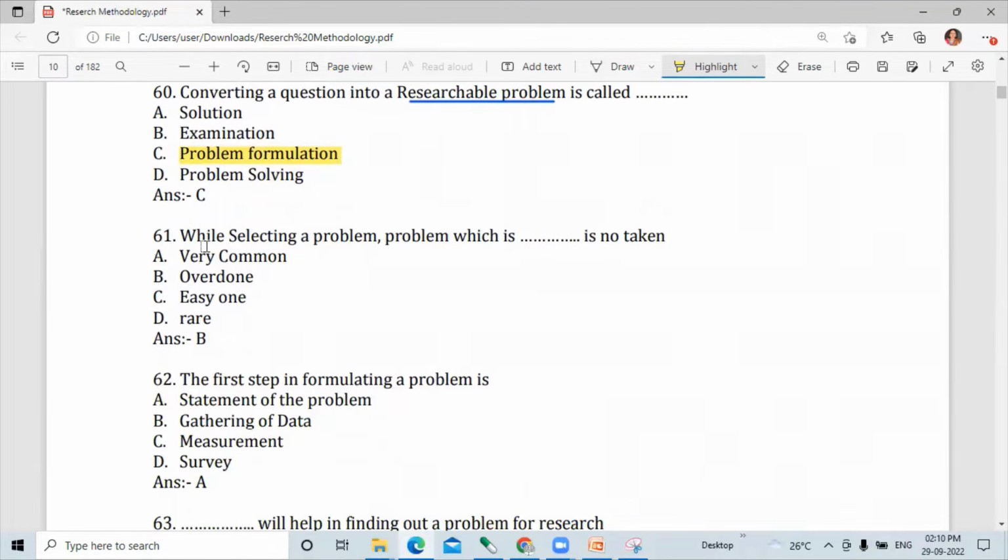So next question is 61. While selecting a problem, which is dash is not taken? So what we will not consider while selecting a problem? A problem which is overdone, that is which is already completed. So overdone is not taken.